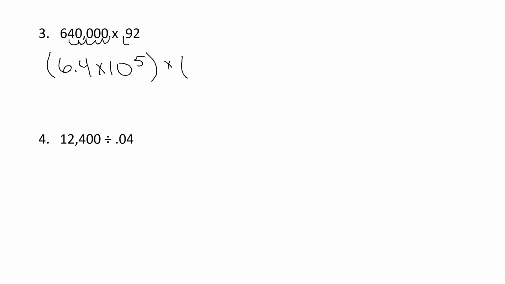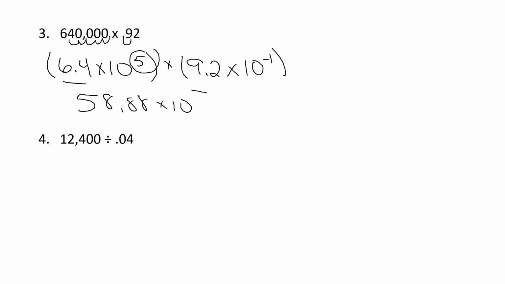And now this one is going to be 9.2 times 10 to the negative 1 power. Still multiplying, so I'm going to multiply my whole numbers. And I am going to get 58.88 times 10. 5 plus negative 1 is 4. But not in full form, so I'm going to move my decimal one place to the left, which means it is a positive, which means I'm going to go from 4 to 5.